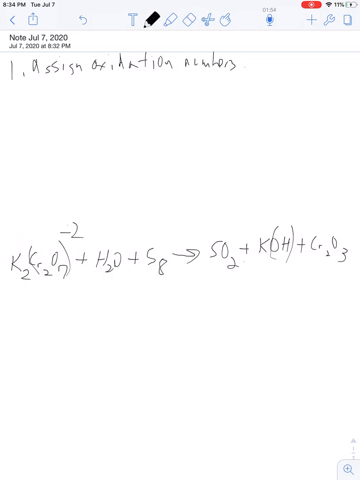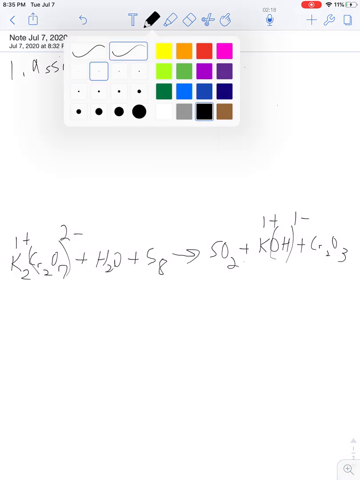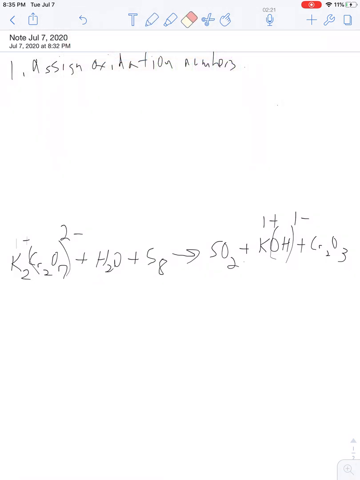Charge of 2-, charge of 1+. Okay, hydroxide has a charge of 1-. So those are our charges, and monatomic ions have the same oxidation number as their charge.